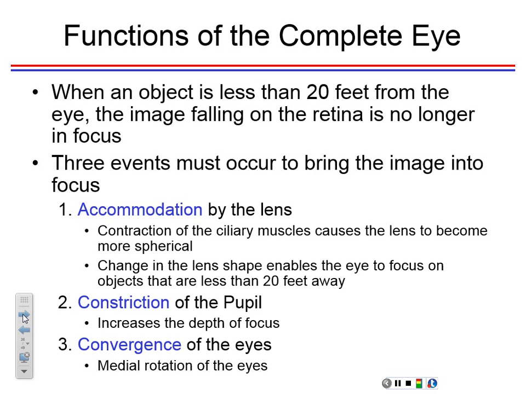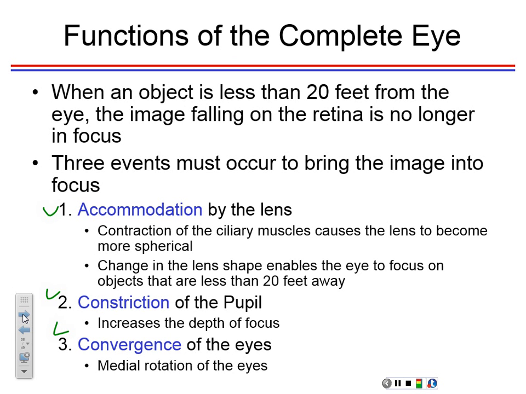So you got to accommodate, you got to constrict, and then you got to converge. Bring your eyes together, and you can prove it to yourself too. When you're bringing your thing closer, your eyes are doing this. In fact, we're gonna see what kind of electrical activity happens when you're bringing a thing closer to you and your eyes are converging. That's gonna be fun. All right.